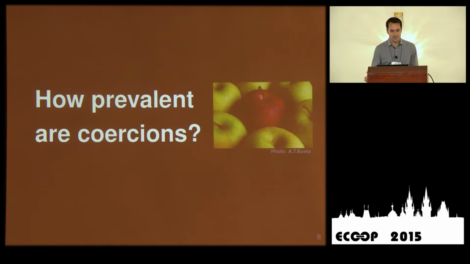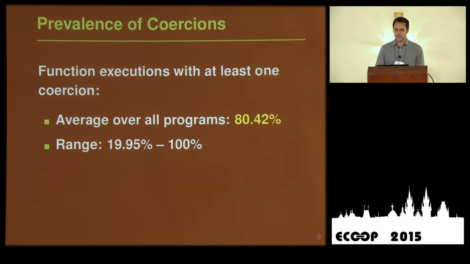Okay, let's look at our first question: how prevalent are coercions? How often do coercions actually happen in practice? To address that question, we defined a new measure, which is the percentage of function executions that have at least one coercion among all function executions. If we measure that and take the average over all programs, we find that 80% of all function executions have at least one coercion. So this shows that coercions happen very, very often, because they happen in 80% of all function executions.